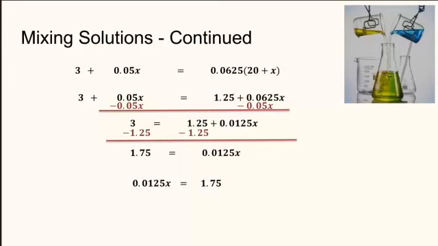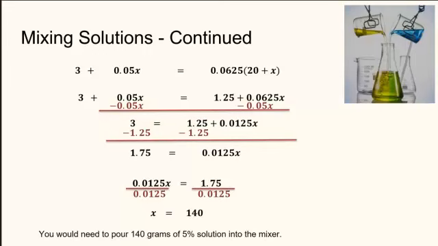I don't really like it written that way, so I like to write it with my x on the left, just keeping things the same side. But this way, I'll divide both sides by 0.0125, and I'll get that x equals 140. Well, what does this mean? This means that I'd need to pour 140 grams of the 5% solution into the mixer in order to get that 6.25% solution that I'm wanting. So 140 grams of the blue in there.